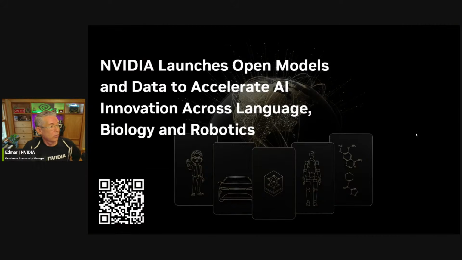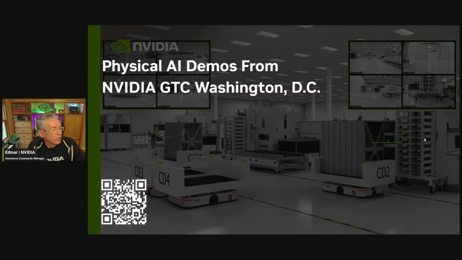And then we've also recently launched open models and data to accelerate AI innovation across language, biology, and robotics. So please check out that code for more information on that work. I'll leave it on the screen for just another second. Again, if you miss these QR codes, this is available on YouTube, so you can watch it anytime and go slower. Physical AI demos from GTC are also now available.